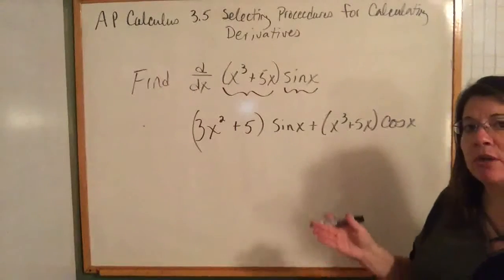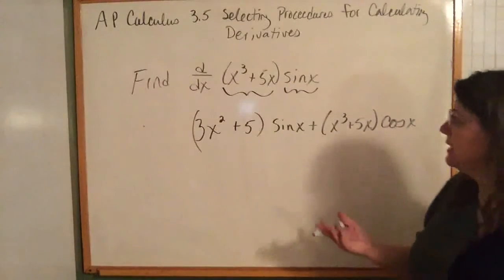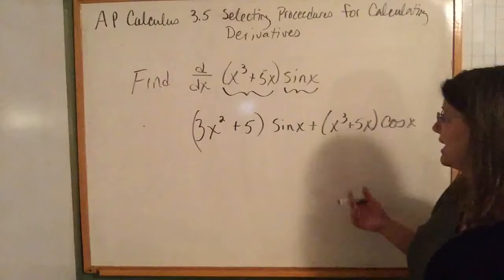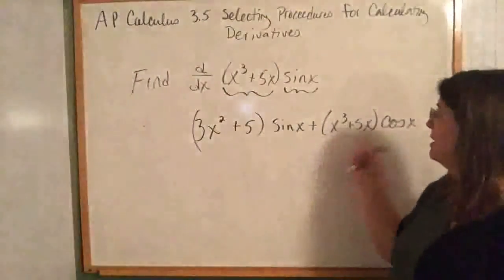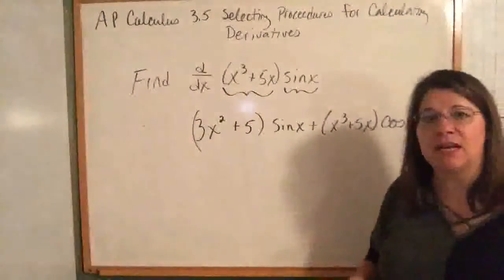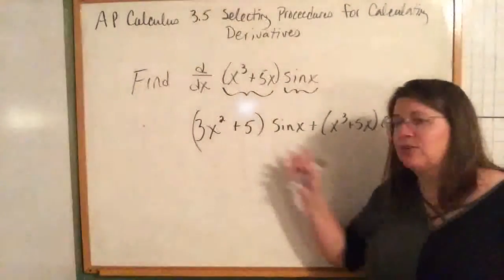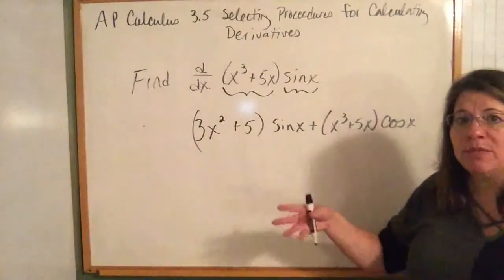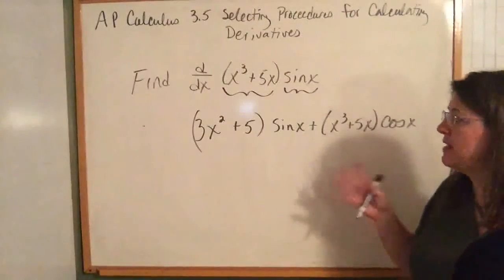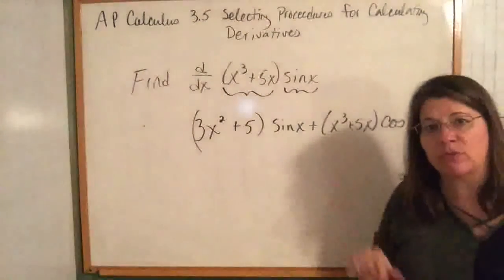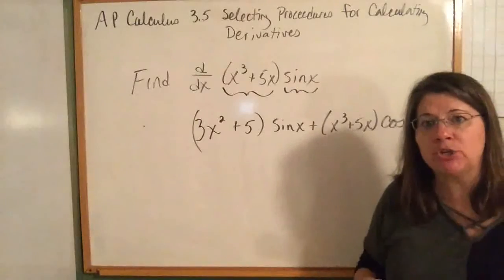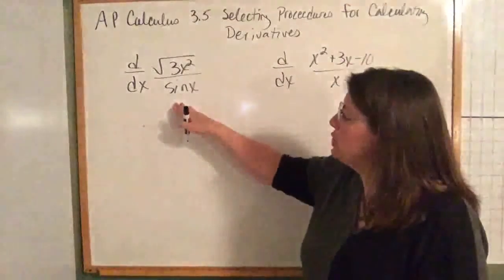And then if I can combine anything, I will. In this case, there's really not a whole lot I can do. I could distribute here and here, but that's really not going to give me any like terms. I don't have any common factors that I can take out. So for this one, that's really all I can do. Some of these are going to have kind of lengthy answers with not a whole lot of simplifying you can do.